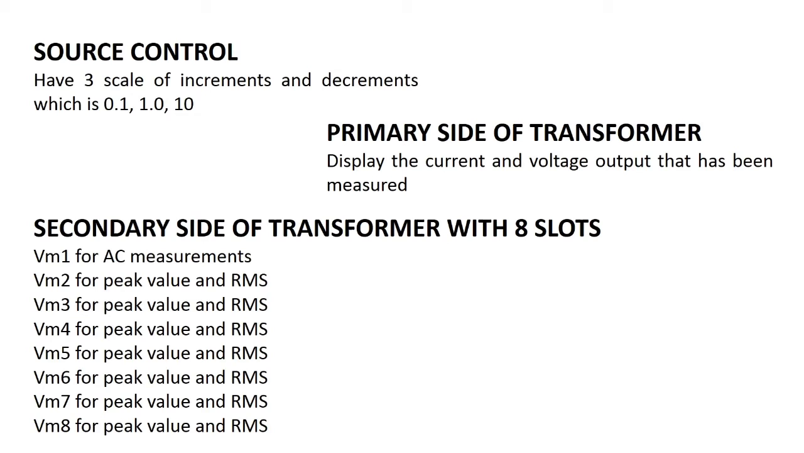Okay, for this section 2, we have 3 parts: source control, the primary side of the transformer, the secondary side of the transformer, which is the slot, and the last one is the alarm system. For the source control, it has 3 scales of increments and decrements, which are 0.1, 1.0 and 10. For the primary side of the transformer, the function is to display the current and voltage output that has been measured.